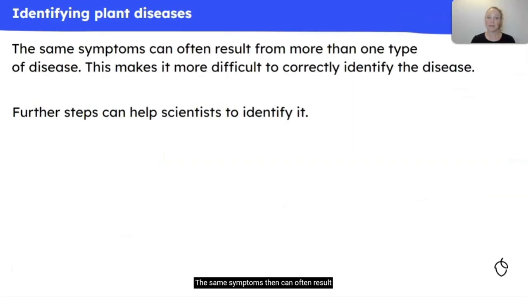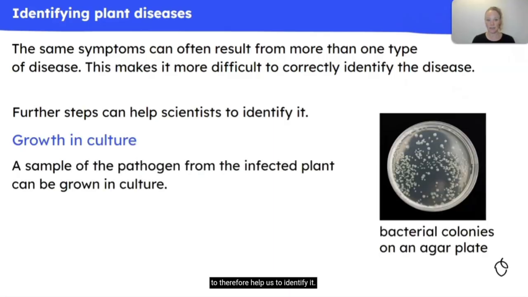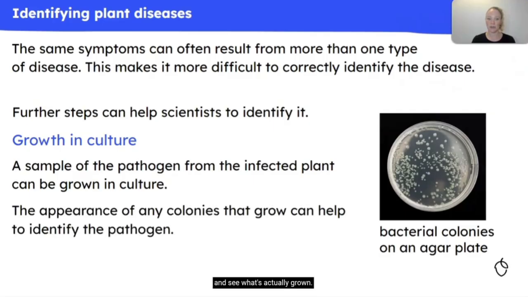The same symptoms then can often result from more than one type of disease. So sometimes it is very difficult to identify what is actually wrong with that plant. And we might need scientists to help us to identify it. What they might do is come and collect a sample from your infected plant and grow it in culture. We can see in the image there that we've got a Petri dish with some agar, and they will have taken a sample from that plant and spread it across the agar plate and see what's actually grown.